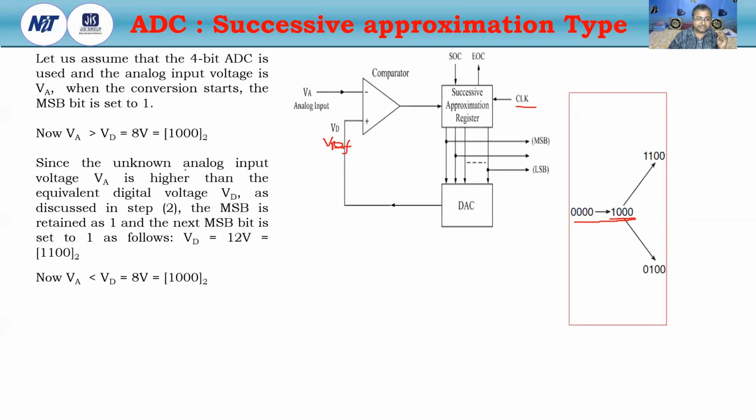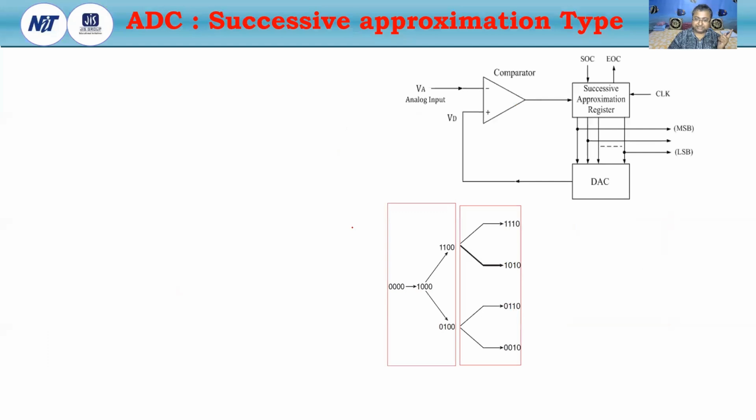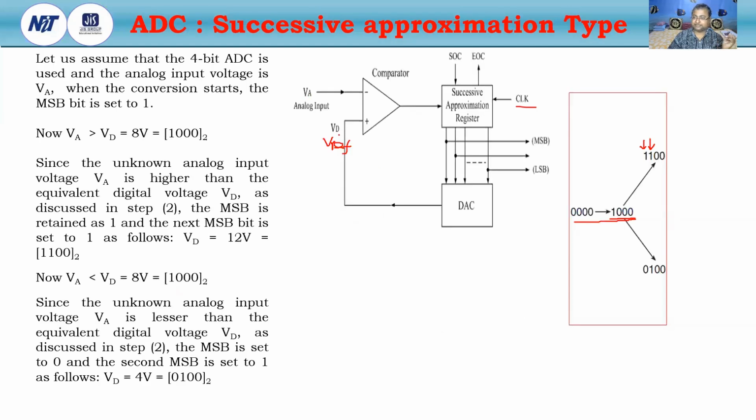Since the unknown analog input voltage VA is higher than the equivalent digital voltage VD, as discussed in step 2, the MSB bit is retained as 1 and the next MSB bit is set to 1. So the first MSB bit is retained as 1, then the second MSB is set to 1, when VA is greater than VD. If this VA is less than VD, then what happens? Then the comparator result should be 0.